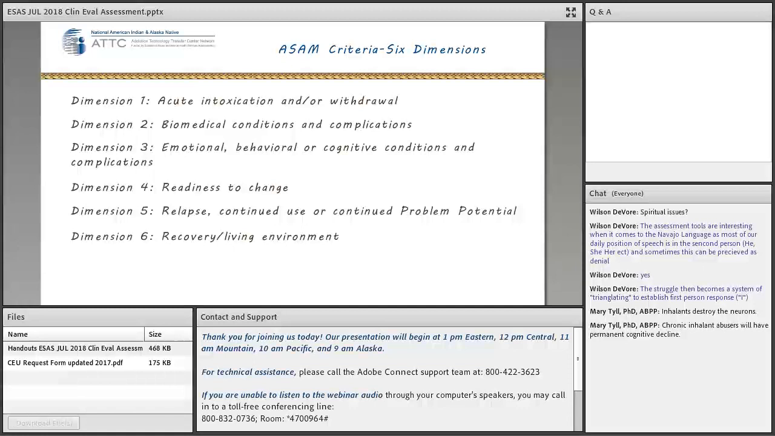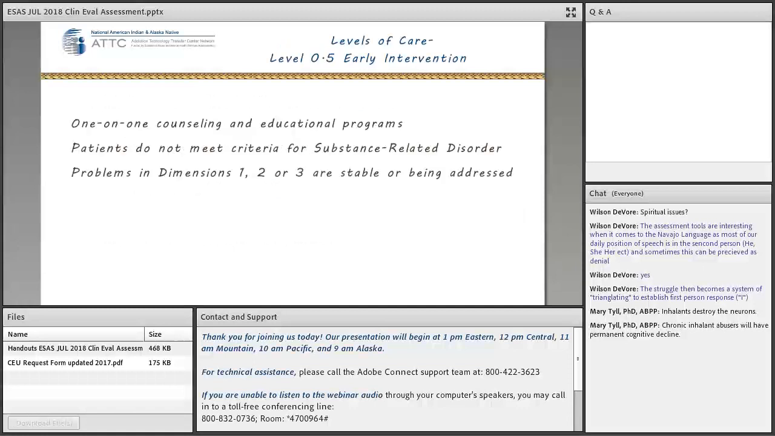Looking at the relapse. If they are going to be relapsing a lot, they might not be suitable for outpatient. And the recovery living environments. Do they have a home where there are people using something that's going to get them to use more? So, one-on-one counseling and education programs.